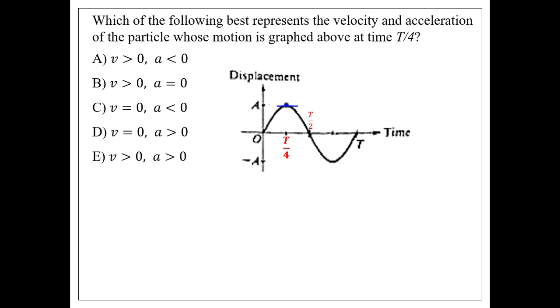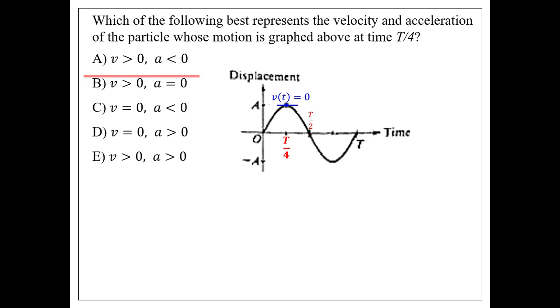I'm just going to go ahead and draw a tangent line. This is a displacement versus time graph, so that tangent line is my instantaneous velocity. The slope of the tangent at a peak or valley is just flat, so it's 0. So at this point at t over 4, you can say that the instantaneous velocity is equal to 0 because the tangent line is 0.